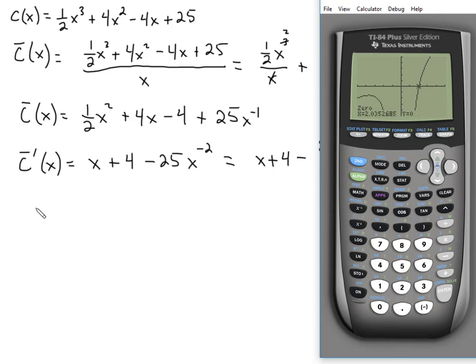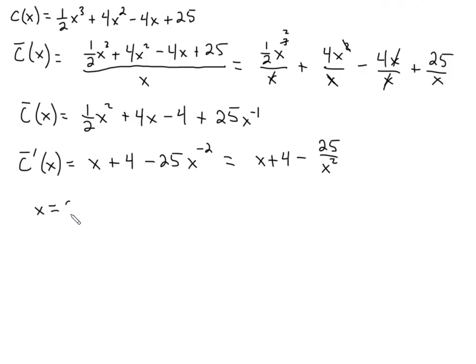2.035 is where it crosses the x-axis. And depending on what it wants you to round this to, I think if it's 2 decimal places, you'd say 2.04. Okay.